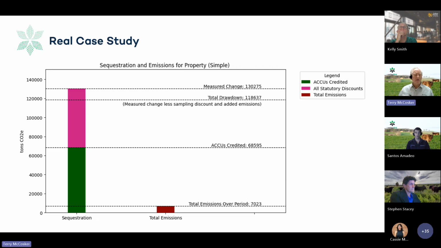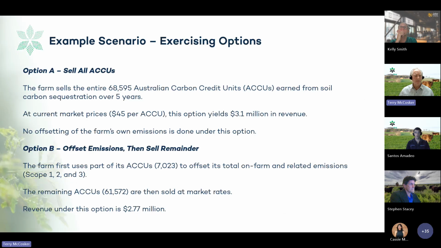So if we put that into monetary terms, let's just see how that works out. If I've got 68,000 ACCUs to sell, for example, and the price might be $45 a tonne, that would give me a gross of 3.1 million. Now that is gross, before commissions, before cost of production, and before baselining and measurements and all of those sort of things. So it's just a gross number. I could sell all of those ACCUs and get 3.1 million in, take off my costs, and I'd have a very nice little profit. Very nice big profit, in fact.